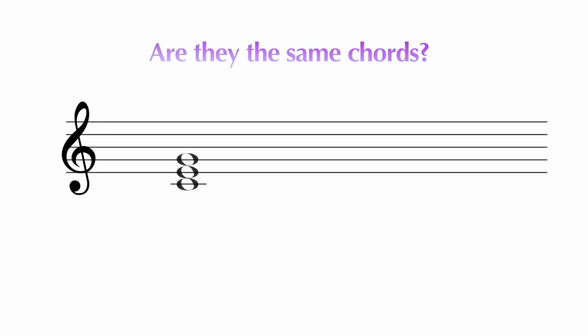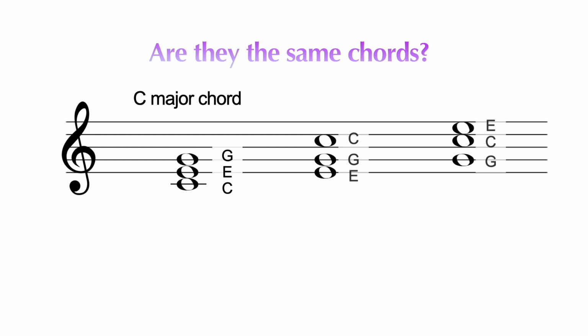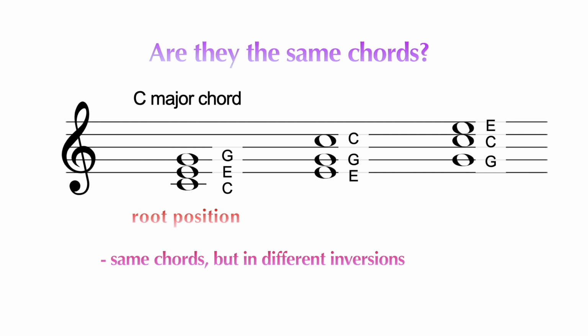Before we finish this video, I'd like to ask a question. There are three chords. They all have the notes C, E, and G. I know the first chord is C major triad, but how about the other two? Are they all the same chord? Yes, they are all C major chord, but in different inversions. The first one is called root position. The second is in first inversion, and the third is in second inversion.